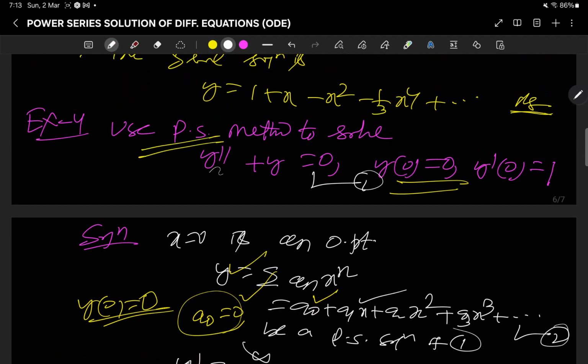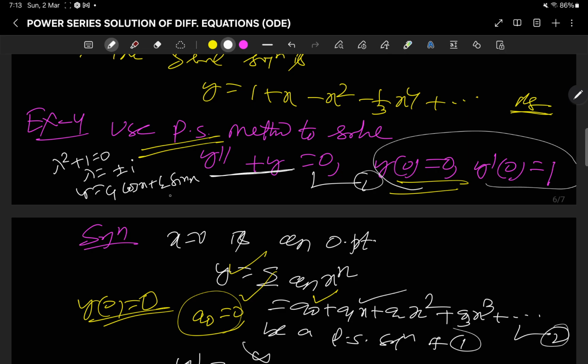If it is not asked, you see what is the answer here. Your lambda square plus 1 is equal to 0. So lambda is equal to plus and minus i. y is equal to c1 cos x plus c2 sin x. If I substitute these conditions, I will be getting c1 is equal to 0 and c2 is equal to 1. So therefore my y is equal to sin x is the answer by the previous technique, but here it is asked to solve by the power series method.